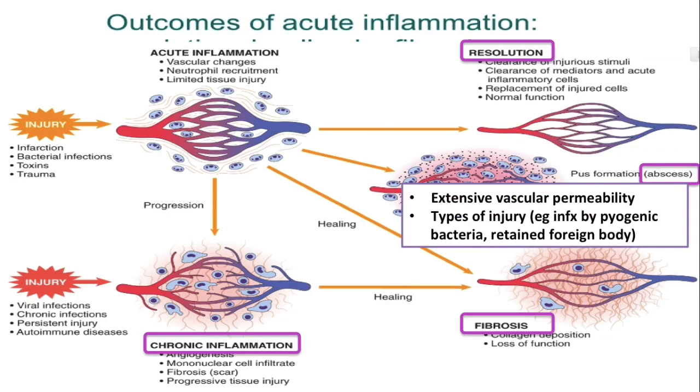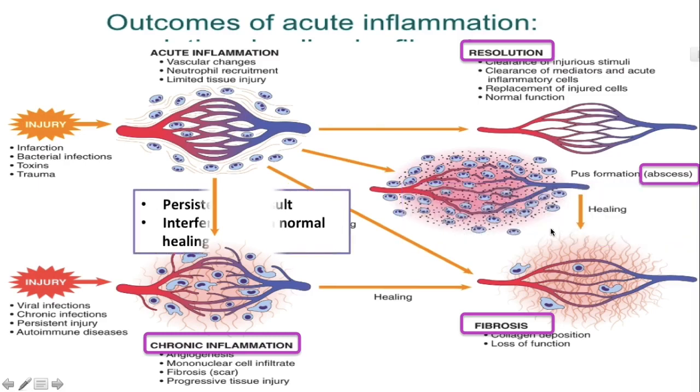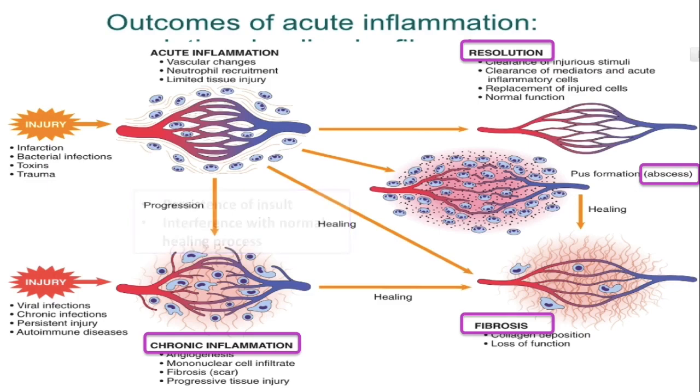An abscess occurs if there is extensive vascular permeability, so there will be a lot of fluid and leukocytes and debris which come out of the vessels, and also with certain types of injuries such as infection by pyogenic bacteria, or if there is a retained foreign body. These are factors that would favor abscess formation. In terms of chronic inflammation, if the insult persists, you can't remove the injurious agent, or if there is interference with the normal healing process, then chronic inflammation may occur.